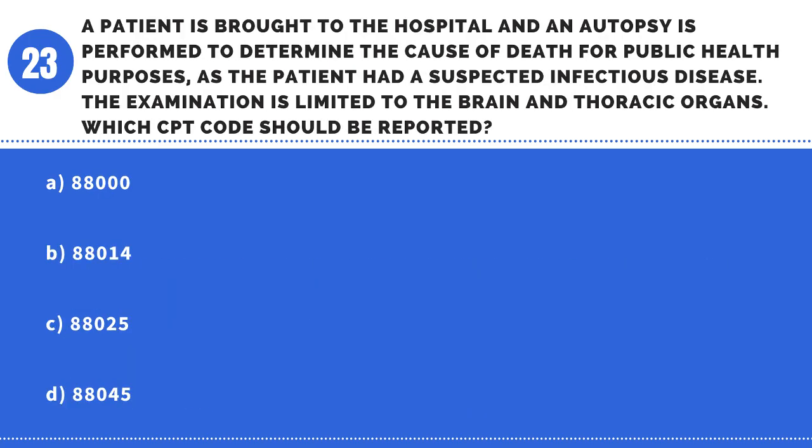Question 23. A patient is brought to the hospital and an autopsy is performed to determine the cause of death for public health purposes, as the patient had a suspected infectious disease. The examination is limited to the brain and thoracic organs. Which CPT code should be reported? A. 88,000. B. 88,014. C. 88,025. D. 88,045.